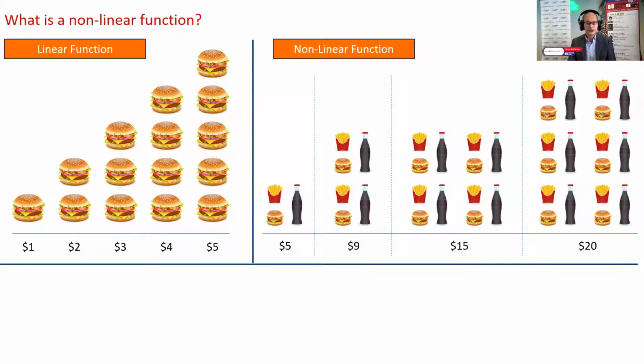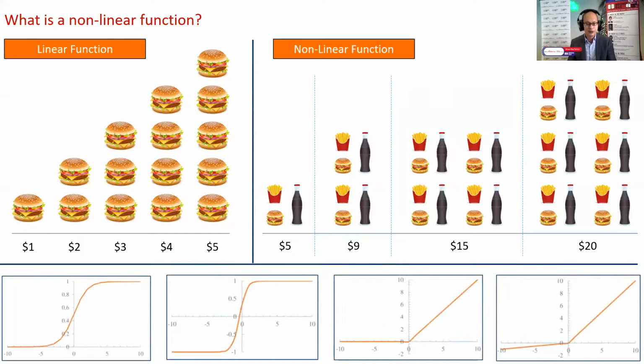Some examples of nonlinear functions in neural networks are the following. We will not go into detail on what these are specifically, but the first one is the sigmoid, the tanh, the ReLU, the leaky ReLU. So these are some examples of nonlinear activation functions in neural networks.